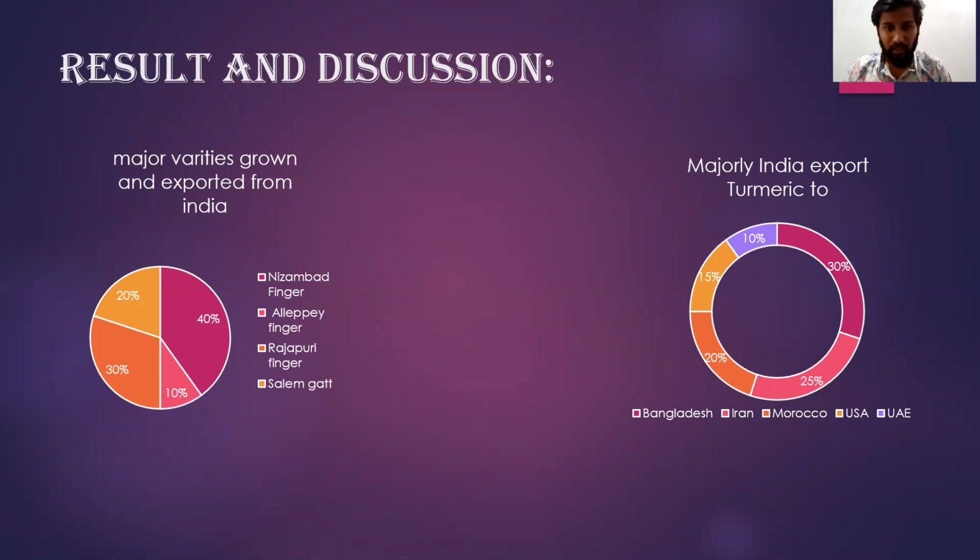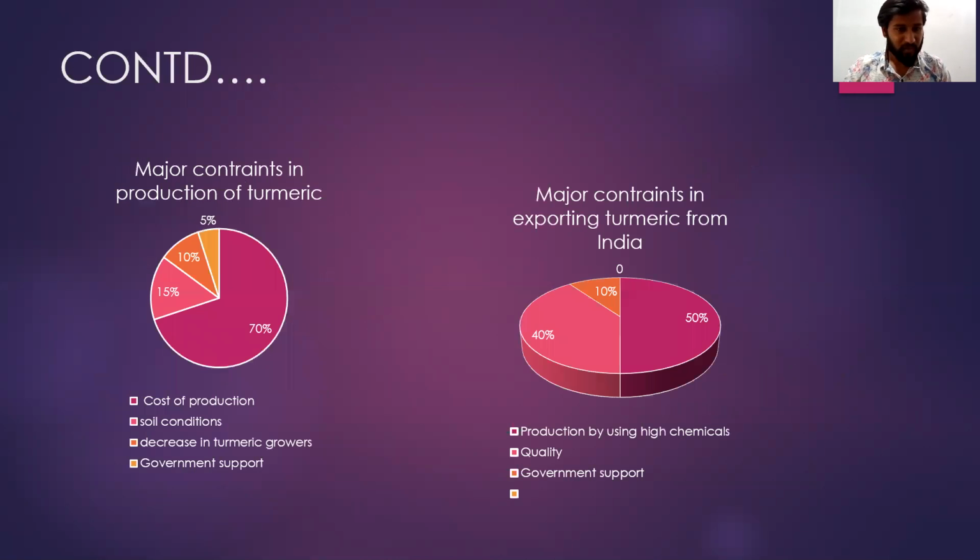When I asked further which country India majorly exports turmeric to, 30% of my respondents said Bangladesh, followed by Iran. 25% of my respondents said Iran, around 20% said Morocco, around 50% said the USA, and around 10% said the UAE.